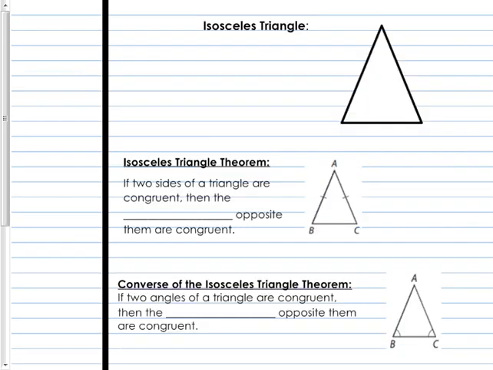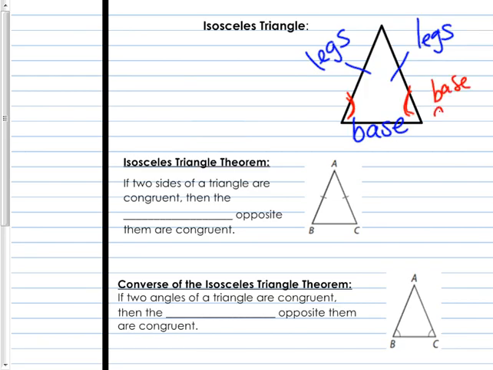An isosceles triangle has 2 equal sides. These 2 equal sides are called the legs. Okay, the equal sides are called the legs. The side that's not equal is called the base. And then we have right here the angles on the base are called the base angles. That makes sense.